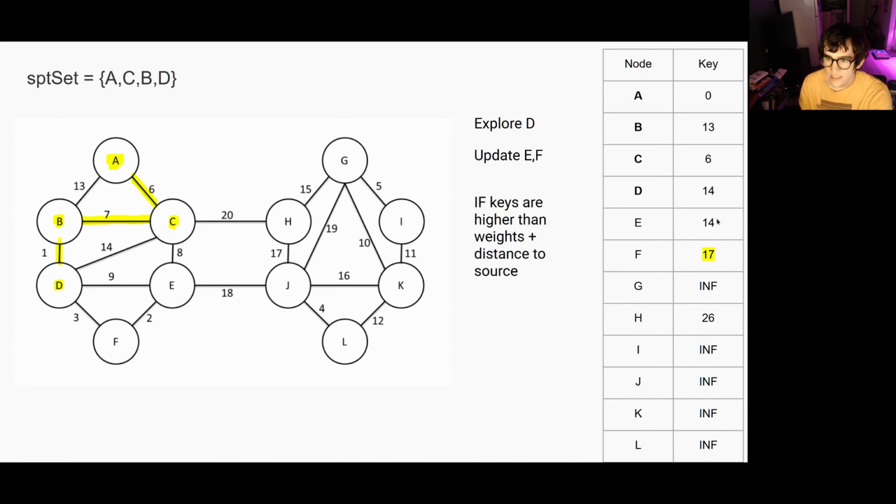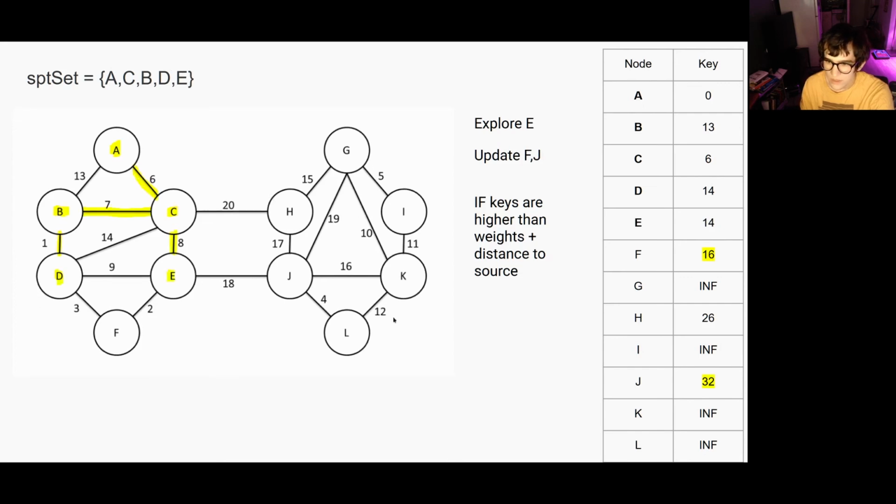So the next lowest distance will now be E, which is 14. So we're going to explore that next. If we consider the neighbors, we have F, which will be 14 plus 2, which will be 16. So 16 is lower than 17, so we're going to update F to 16. And then it looks like we can update J as well. So 18 plus 14 is 32, so we're going to update J to 32. Let's do that now.